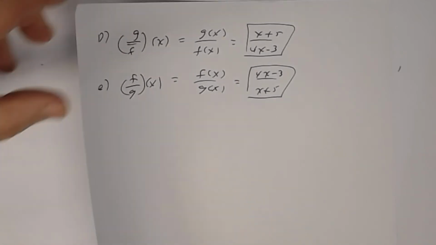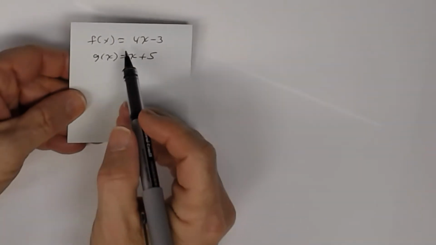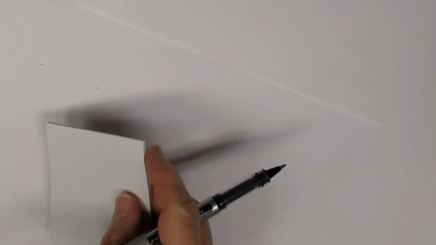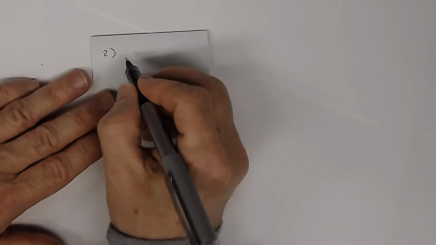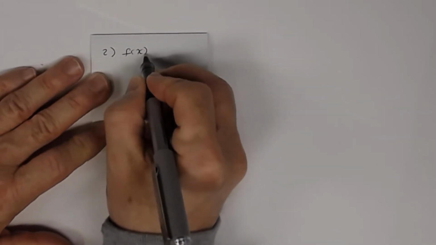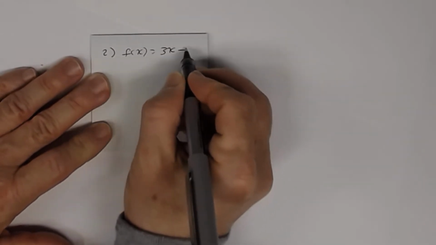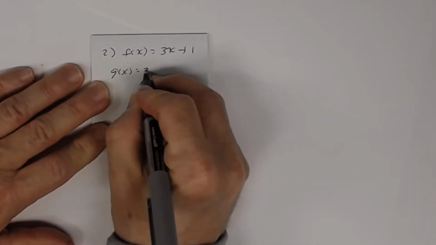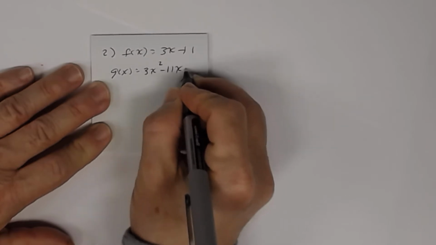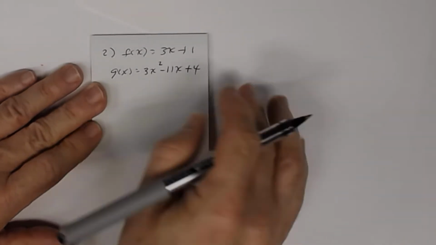Now, number 2, we have a new set of functions. So this was the functions for number 1. So the functions for number 2 are these. So number 2, we're going to write it on here. You have that f of x is this linear function, 3x plus 1. And g of x, though, is quadratic. It's this function, 3x squared minus 11x plus 4. Okay? All right.